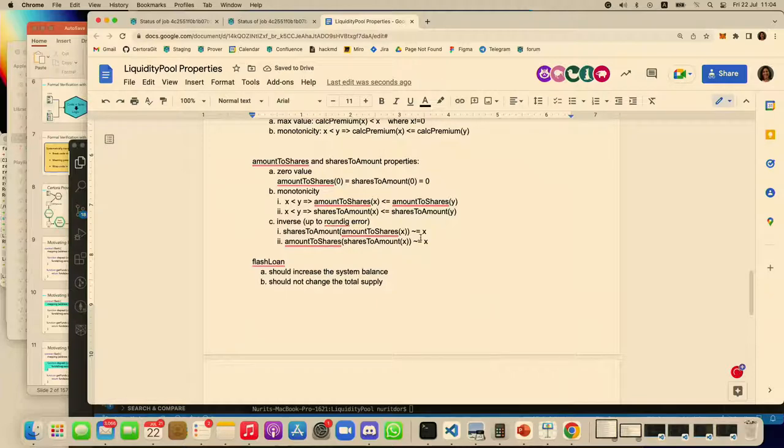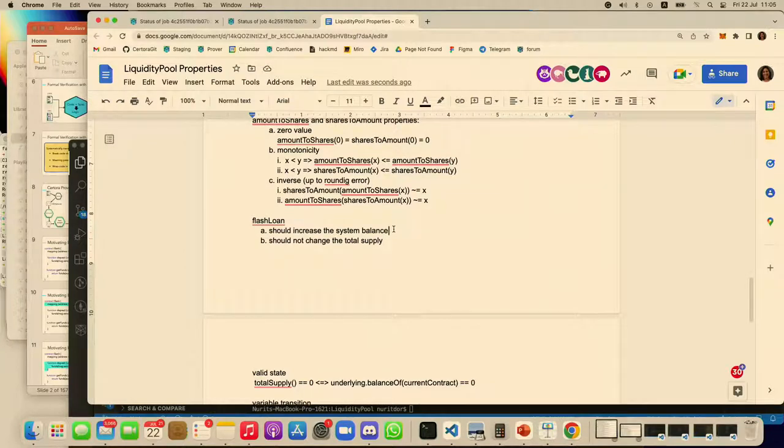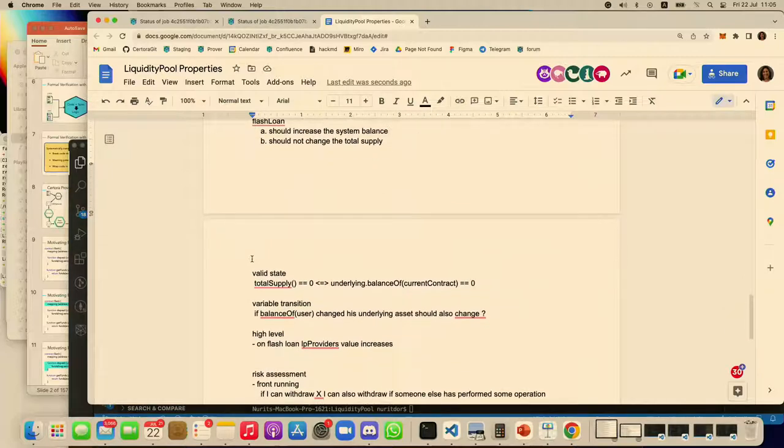Inverse, so we discussed the inverse. So this is not easy to prove because it's not necessarily equivalent. It's close. And it's not even by one. Someone can try this out and see what it gets. Okay, so flash loan, more risk analysis, I think we discussed. So increasing the amount of shares, we can actually say that it should increase the system balance. And this will be simpler to check. Should not change the total supply. We are very, very afraid of flash loans, right? Those are the critical part.